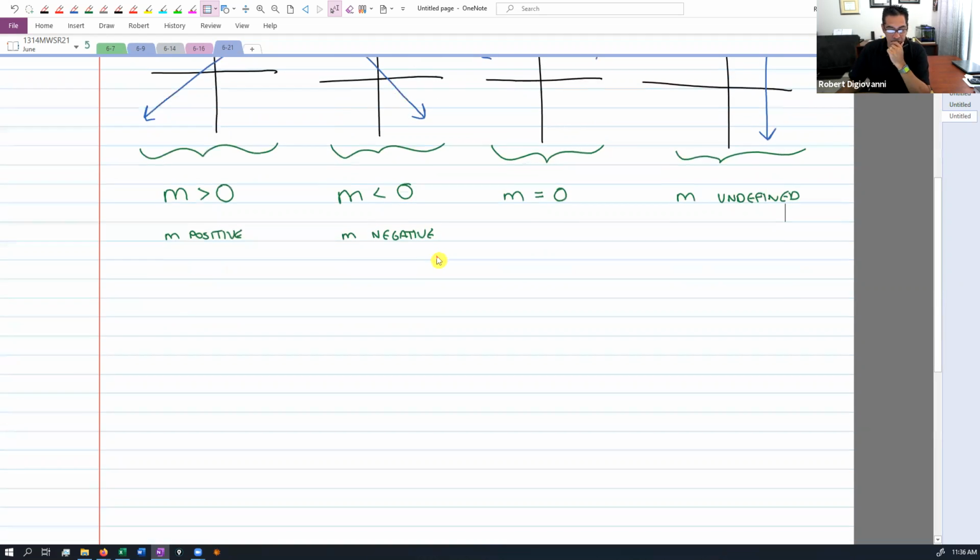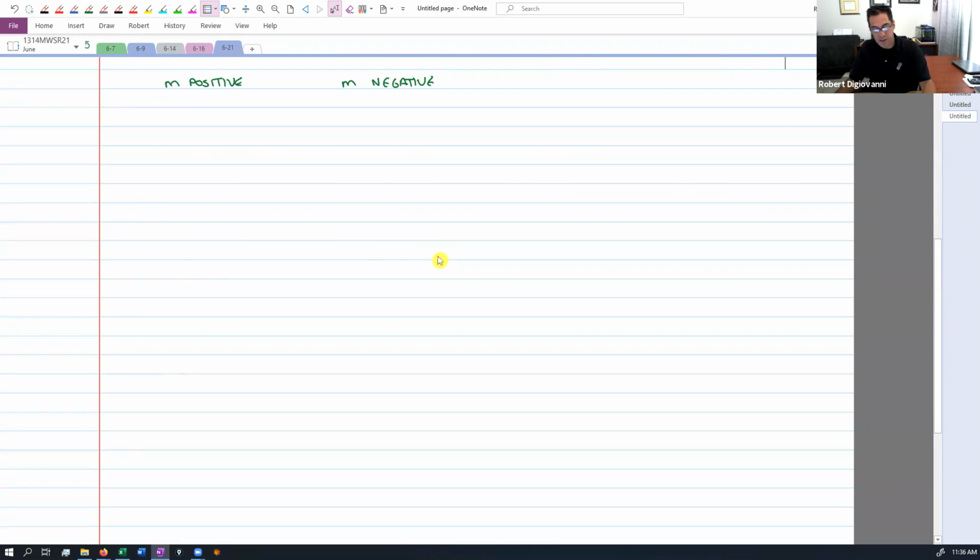Okay, so the next concept, before I give you some examples to work, is parallel versus perpendicular lines. Now, I'm pretty sure that everyone here has heard these terms before, parallel and perpendicular. But let's just talk about this.